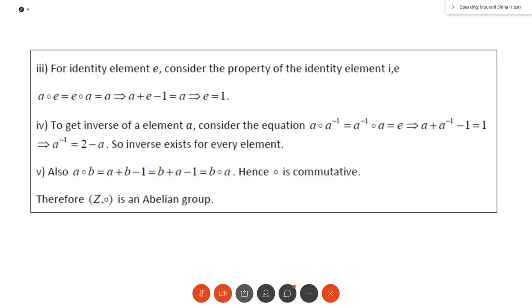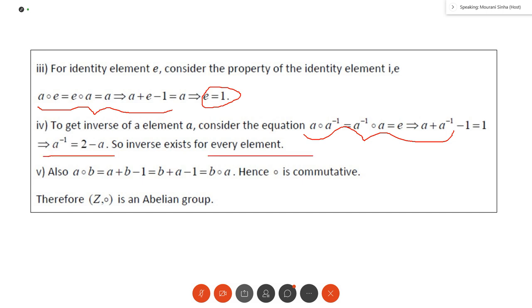There is no shortcut. Identity: they have gone with this and E is 1. This is what they got. A composed E equals E composed A equals A, so A plus E minus 1 equals A gives me E is 1. Inverse, very good. Again, they have gone with this. A composed A inverse is E, so A plus A inverse minus 1 is 1. That means A inverse is minus 2 minus A. I think we solved this also before last class. So the inverse exists, and the commutative law they have also shown holds. So finally, after doing all these 5 steps, Z, O is an abelian group. This is what is proved here. Okay, so this is the first part.